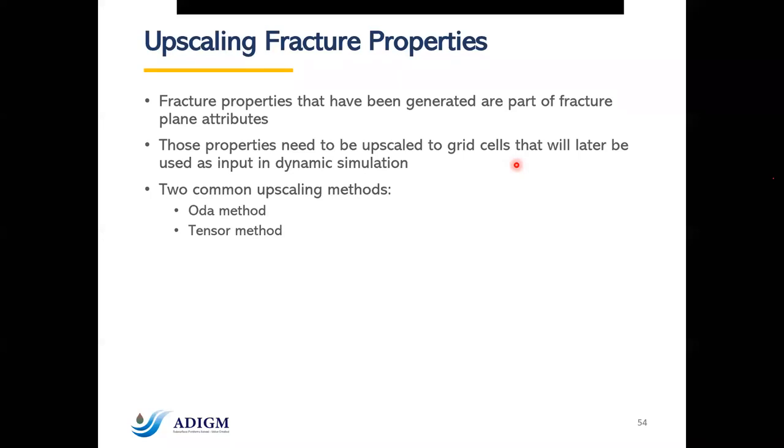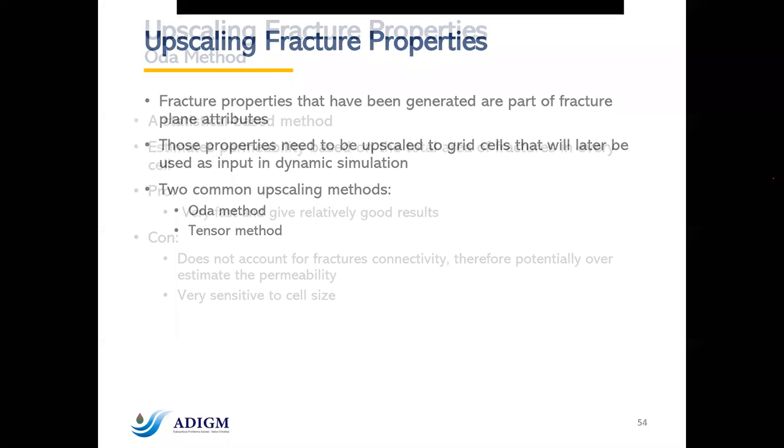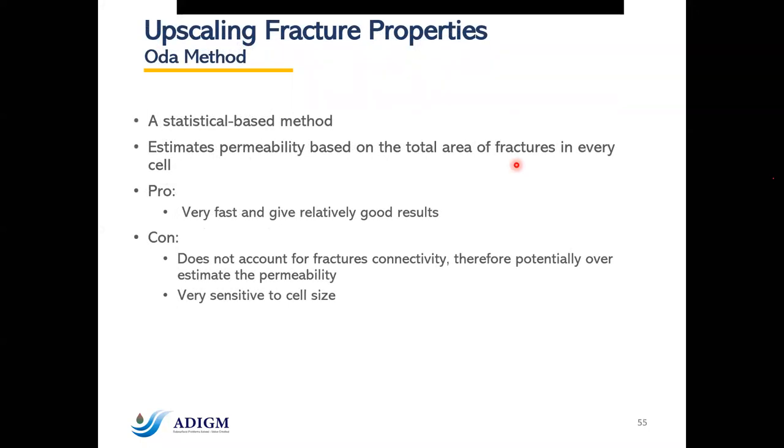So for the fracture properties upscaling, there are two common approaches. One is the Oda method, and the second one is the tensor method. The most common and oldest one is the Oda method, and it's still used until now. There are some drawbacks, and there have been corrections to the Oda method. The Oda method is a statistically based method. It estimates the probability based on the total area of fractures in every cell. So regardless of the fracture connectivity, it only takes into account how many fractures we have in the cells.